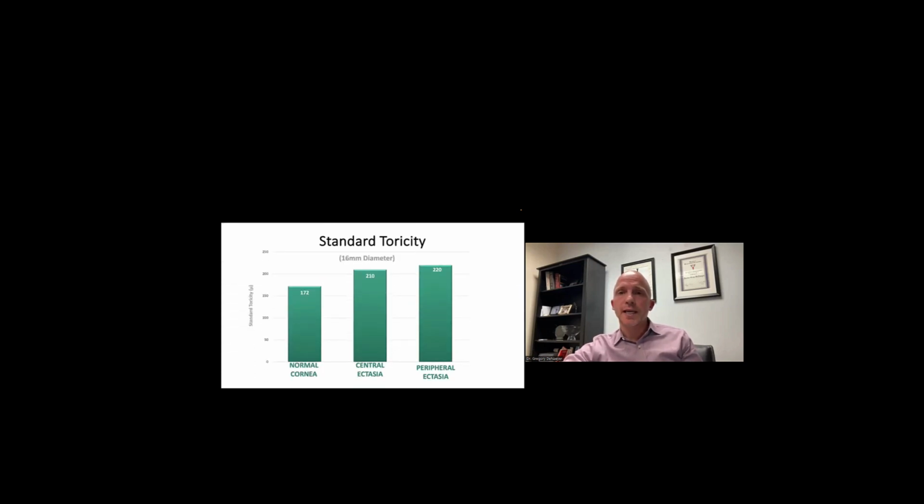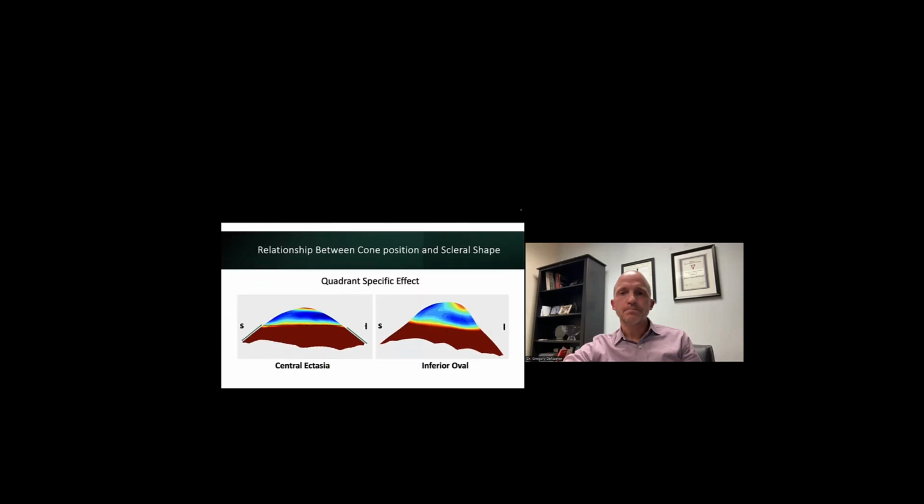Well, what were the results? When we looked at standard toricity for these eyes, we saw that on average, the eyes with the normal cornea, central ectasia, or peripheral ectasia all had about the same amounts of scleral toricity. So we have slightly less scleral toricity on average with the normal cornea, but then we ramp up into the low 200s for both central ectasia and peripheral ectasia. And this is really useful and good to know.